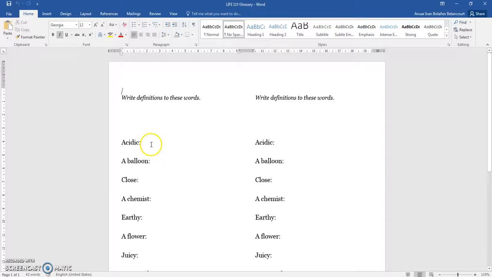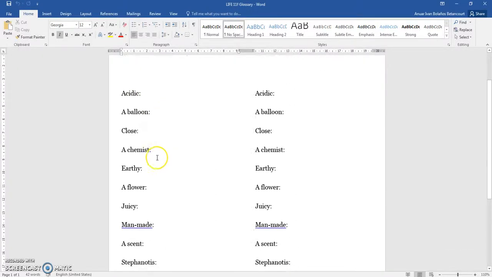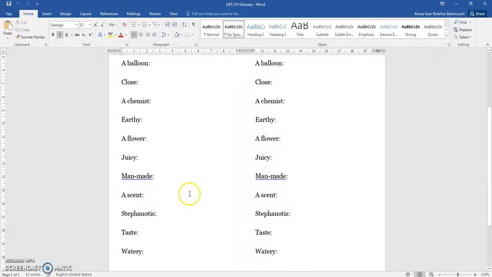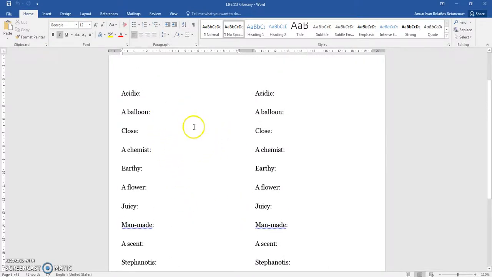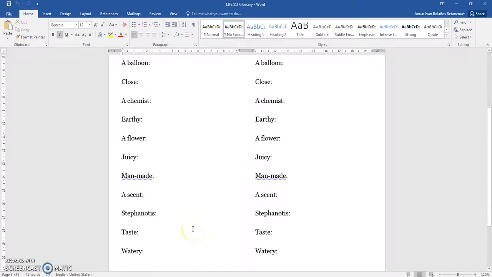What is acidic, or an example? Acidic, for example, a lemon. A chemist is a person who works in a laboratory. Scent is the smell, the aroma, the perfume, or something, right? So I give them enough time to try to write words, to define words.